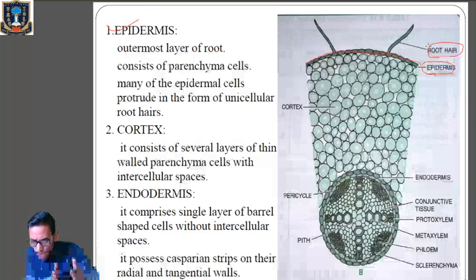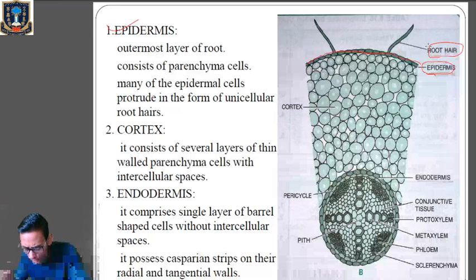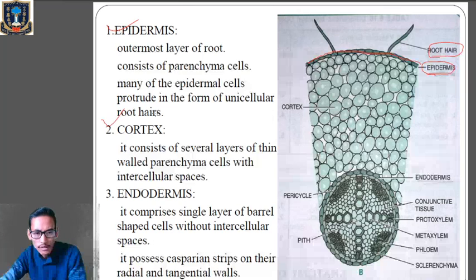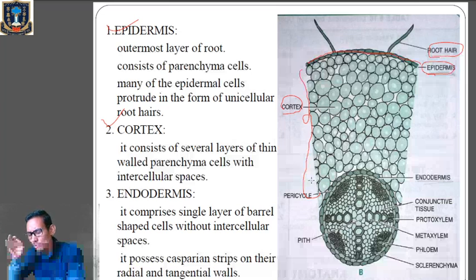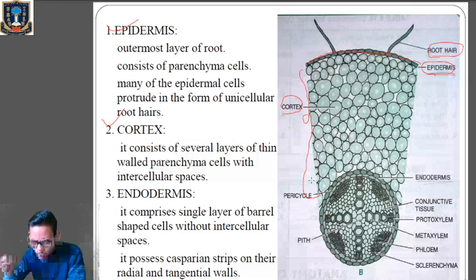Then next to the epidermis we will find the second layer, which is called the cortex. So number 2, we will learn about the cortex portion of the dicot root. Can you see over in the figure the cortex portion? Just below the epidermis you will see the presence of cortex. This cortex forms the major part of the plant body, that is root, and is composed of several layers of round or oval thin-walled parenchyma cells.